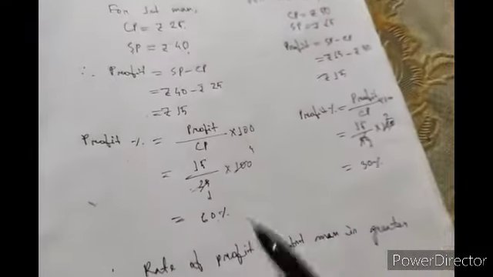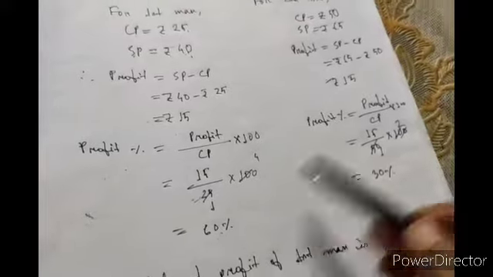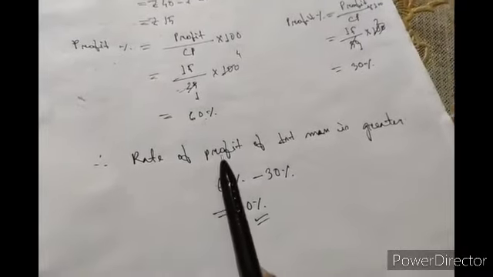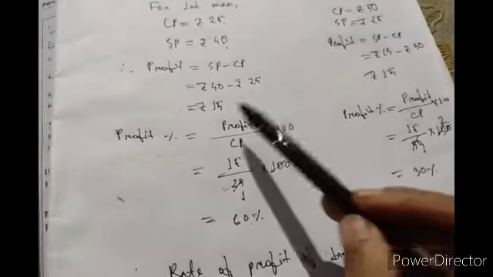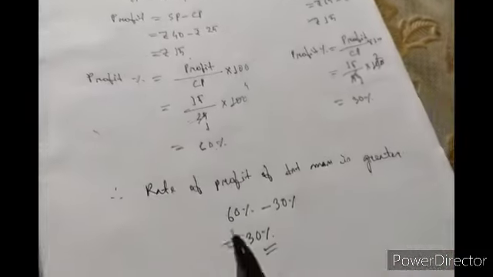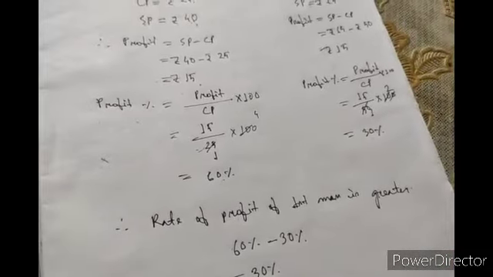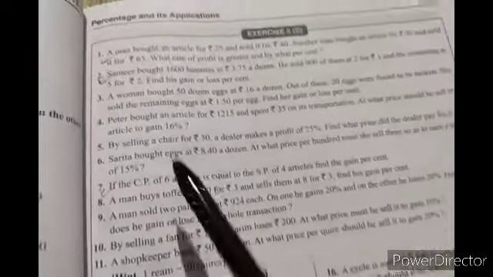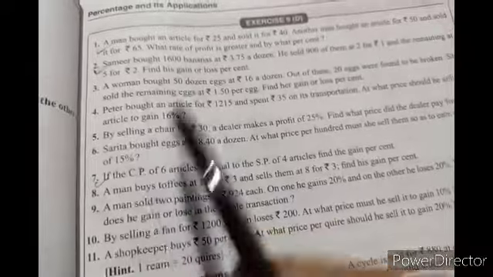I think this question is clear for everyone. If you are not getting anything at any point, please let me know in my inbox. So here we got the rate of profit. Though the profit in both cases was the same, the profit percent is different. Is it clear for everyone? Next, two or three similar questions.